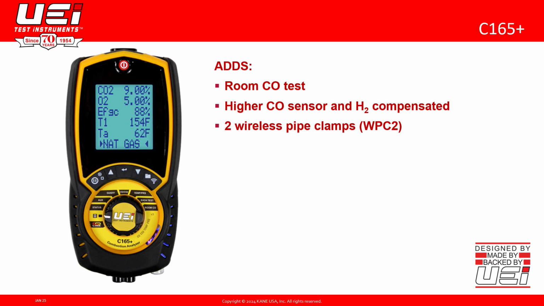And our C165 Plus that you see here not only has all of those core features on the C161, it includes the hard case, it adds an additional test. It adds a room CO test, which is a 30-minute test that takes a sample of the ambient air every 2 minutes. So at the end of that test, you're going to be able to see 15 different results. And hopefully your CO levels during all of that time remain at 0. But it's a nice way and a nice report to be able to give to a homeowner.